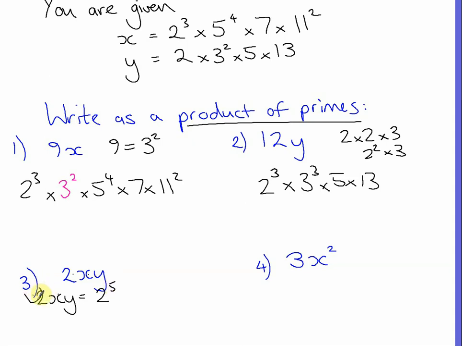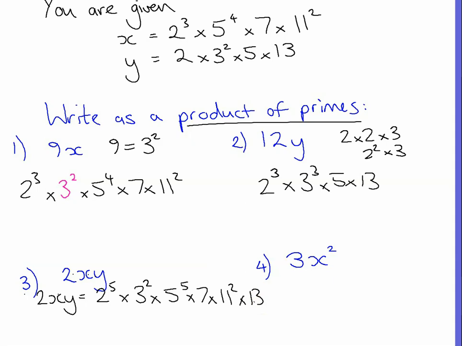So we don't have any other numbers here to worry about. So let's just have a look. So x times y, there's no 3's in x, so nothing to times that one by. We've got 5 to the power of 4 times by another 5, so we've got 5 to the power of 5. No more 7's, no more 11 squareds to worry about, and no more 13's.